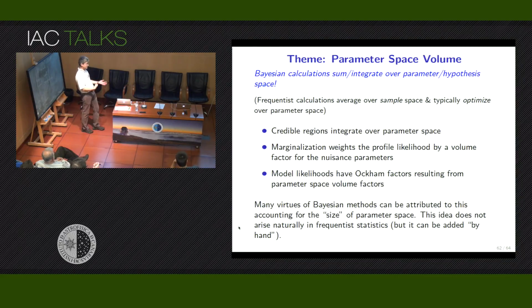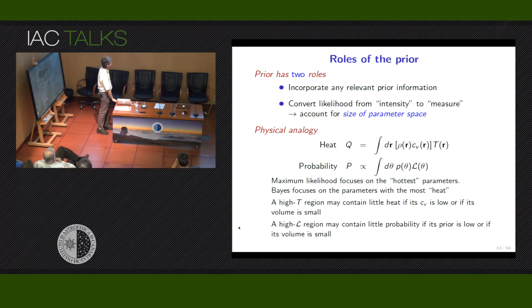Marginalization is essentially a Bayesian idea that ends up weighting this frequentist ingredient, the profile likelihood, by a volume factor for the nuisance parameters. And then in model comparison, model likelihoods have these Ockham factors that come from these volume integrals, ratios of volumes in parameter space. A lot of the virtues of Bayesian methods can be tied to these integrals, these parameter space volume factors that appear. Now let me say one final thing about priors.